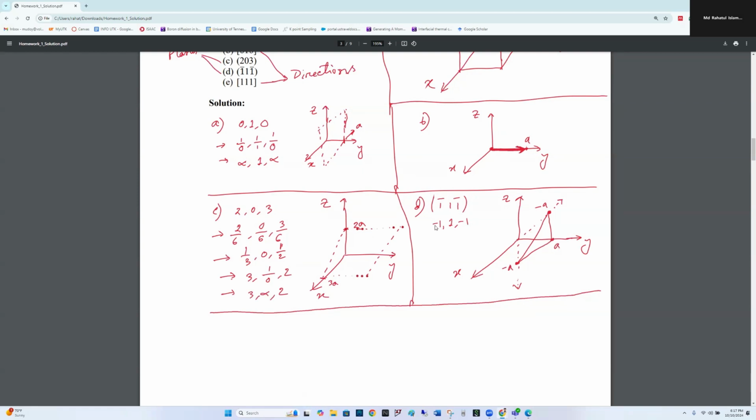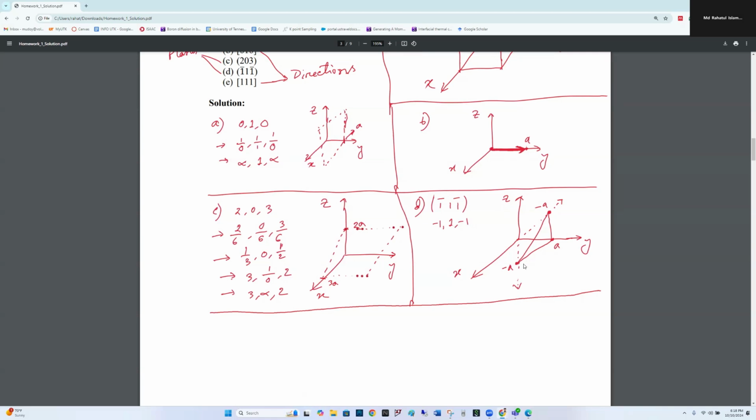So what is -1? The plane will intercept the x-axis at -1. As you can see, this is -1. With the unit, this is -a, and for the y-axis, it's +1, I mean +1a, and in the z direction, it's -1. The plane will intercept the z-axis at -1 or -a.